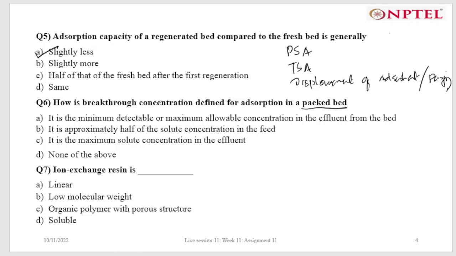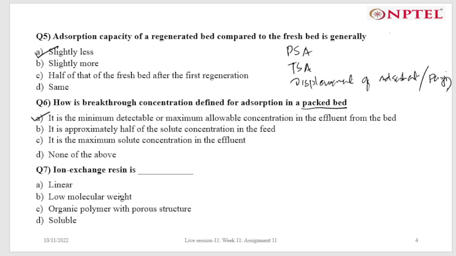Yes, anyone? It's option A. Yes, right. It is a minimum detectable or maximum allowable concentration in the effluent from the bed.